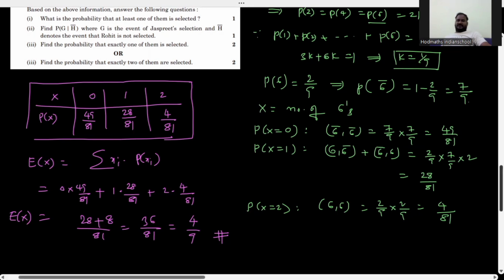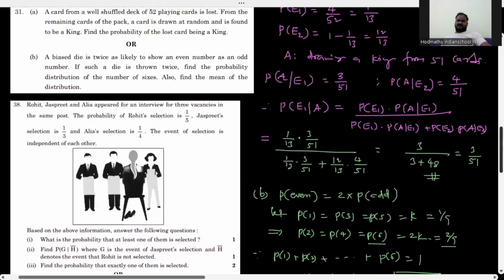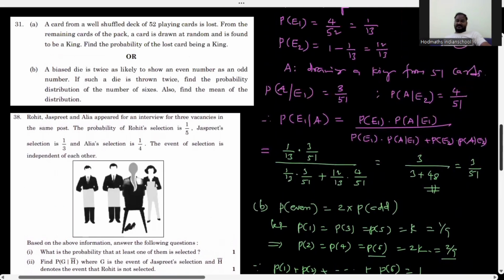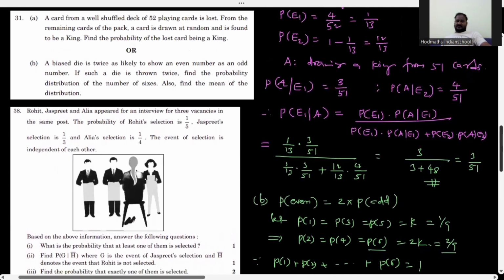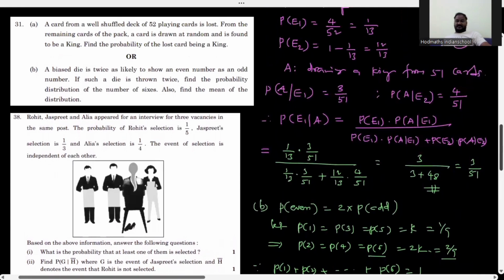So this way you can answer a 3 marks problem. 3 marks problems are not looking that easy, but when you try it, you can understand and do it, but be very careful.